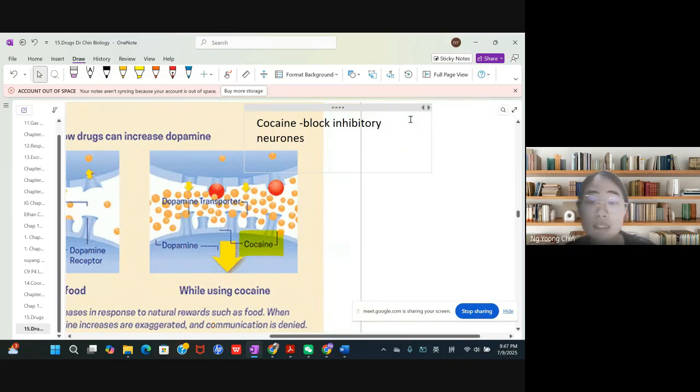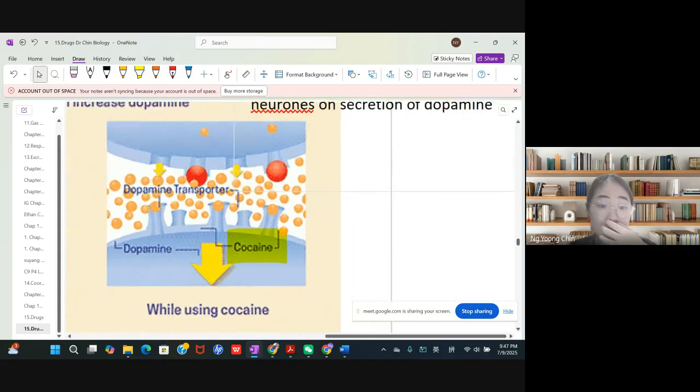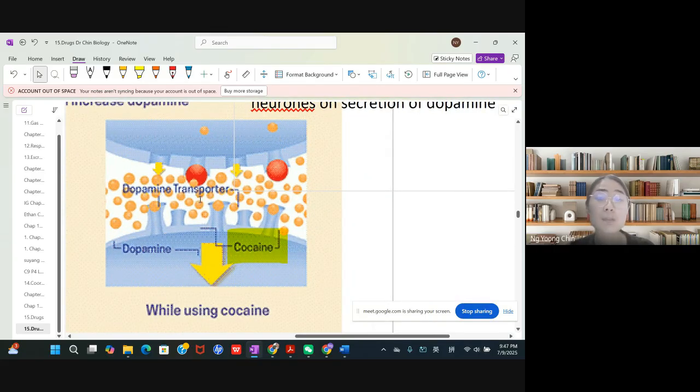This neuron will inhibit the secretion of this dopamine. So once the cocaine blocks the inhibitory neurons on the secretion of dopamine, it means that now dopamine will be secreted in a very, very large amount, because there's no neuron that can block the production of dopamine. So you can see it will be a sudden increased amount of dopamine being released.